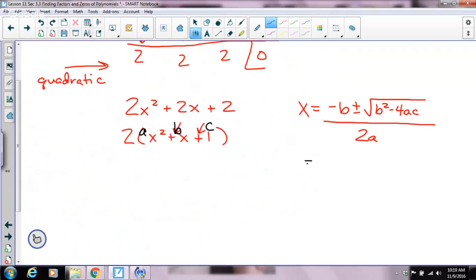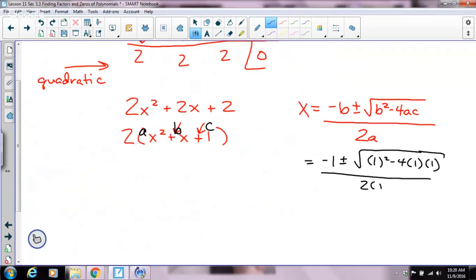So when I plug those in, I get negative 1 plus or minus 1 squared minus 4 times 1 times 1, all over 2 times 1. So negative 1 plus or minus 1 squared is 1. 4 times 1 times 1, negative 4, right? All over 2.